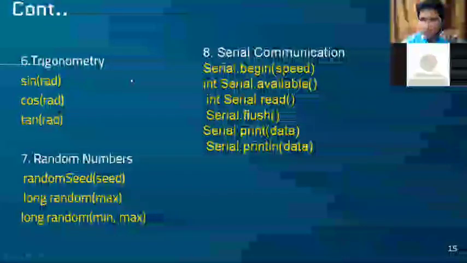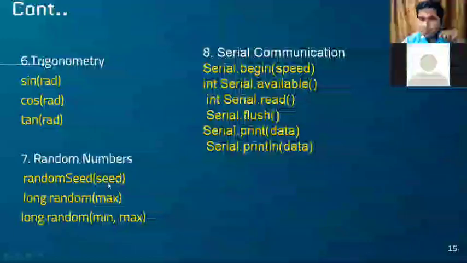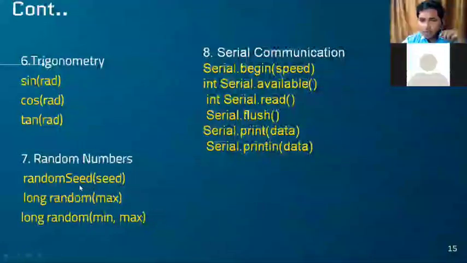Okay, and again random numbers. If you are using any random value, like I'm telling speed in the random value, you have to use a random speed. If it's a long random, maximum value, long random, minimum then maximum, if it's between a range, between two values.